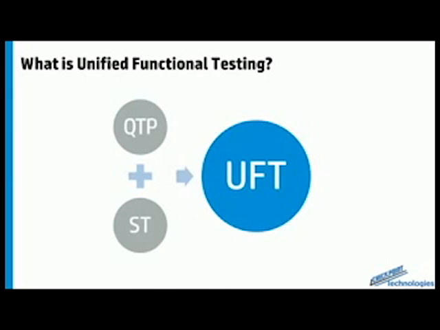The naming conventions for these have changed a little bit in the new unified functional testing. Instead of calling this Quick Test Professional, we're now calling this GUI testing. That's really all it is, just testing the graphical user interface for these applications. The same goes for service testing. Instead of calling this tool service test, we're now calling it API testing. So the GUI testing plus the API testing now makes up the unified functional testing suite of products.